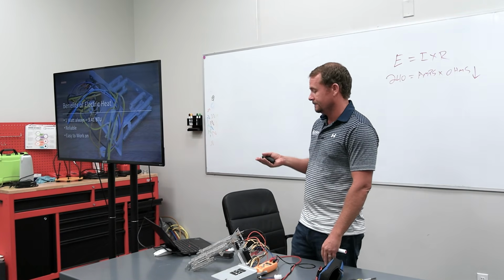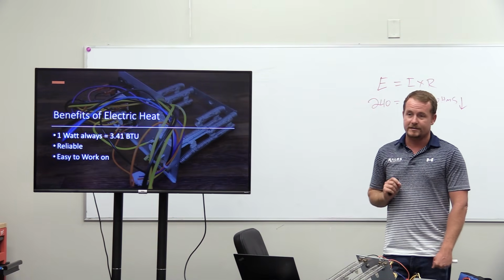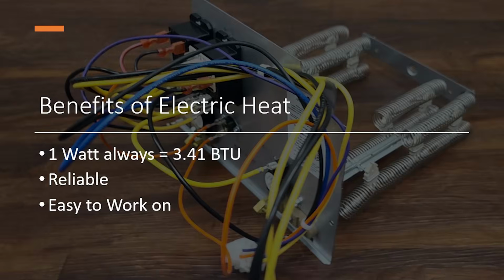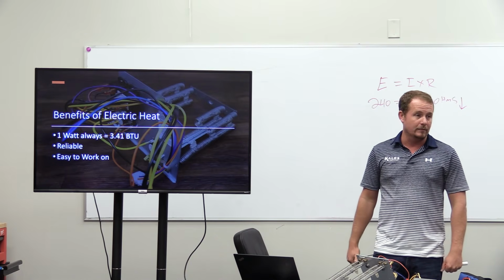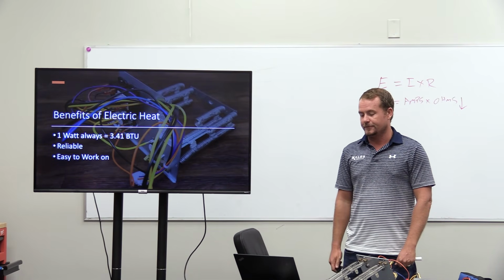So it's not efficient. But one nice thing about it is we can count on it. We know what's going to be produced. It doesn't matter if it's 0 degrees outside. It doesn't matter if it's 90 degrees outside. Electric heat, 1 watt in, 3.41 BTUs out. It's reliable. Super simple, right? Electricity in, heat out. No moving parts. Very simple. And it's easy to work on. So that's the good news.